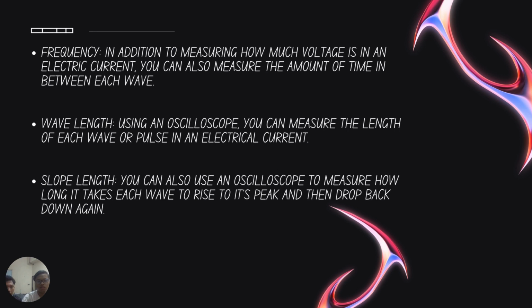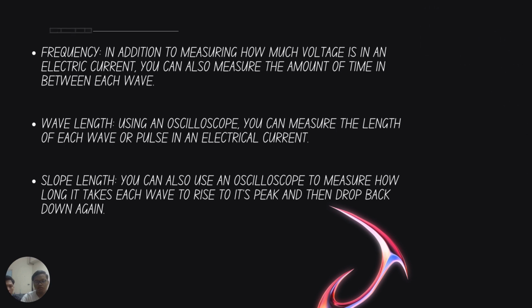Frequency. In addition to measuring how much voltage is in an electrical current, you can also measure the amount of time in between each wave. Wavelength. Using an oscilloscope, you can measure the length of each wave or pulse in an electrical current. Slope length. You can also use an oscilloscope to measure how long it takes each wave to rise to its peak and then drop back down again equally.